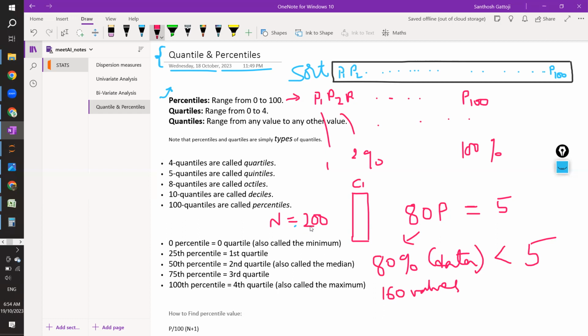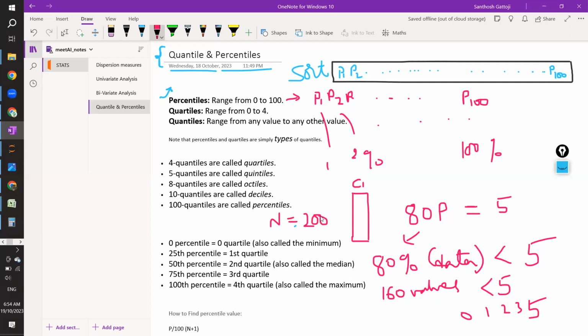So 160 values from the given data. I don't know what all values you are going to take, I don't want to see. But because of this statement, 80 percentile equal to 5, I clearly understand that out of the 200, 160 values will be less than 5. That means it can be 0, 1, 2, 3, 4, or any value below 5. But it cannot be greater than 5.